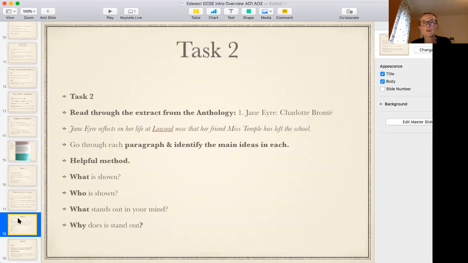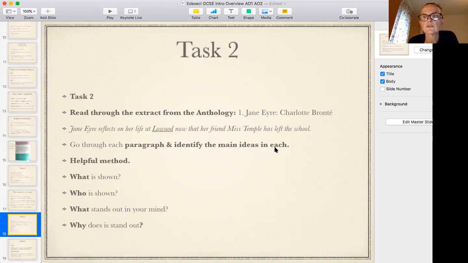So what I want you to do is go through the extract in the anthology, which is the Jane Eyre Charlotte Bronte one, the long text one. It's where Jane Eyre reflects on her life at Lowood now that her friend Miss Temple has left the school. And what I want you to do is read through and go through each paragraph and identify the main ideas in each paragraph.